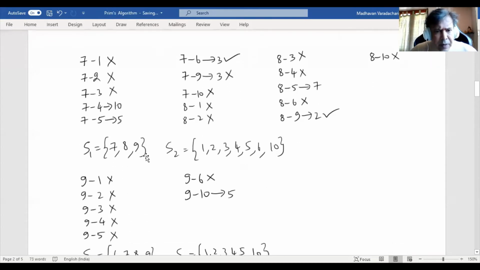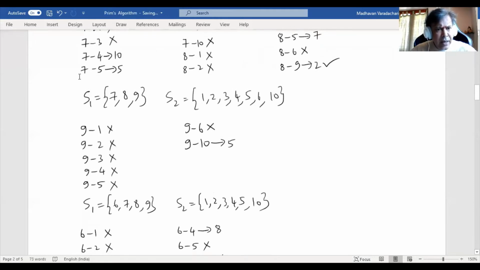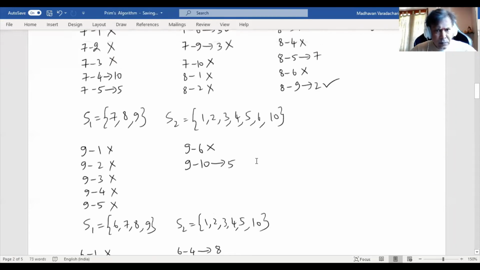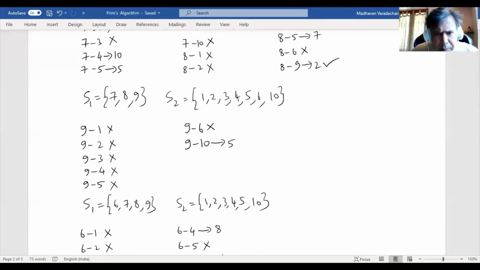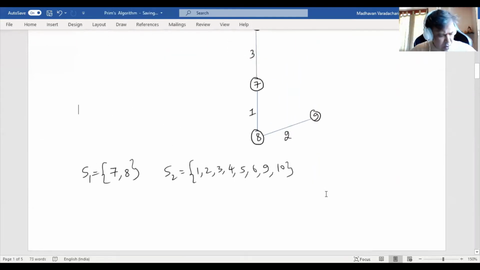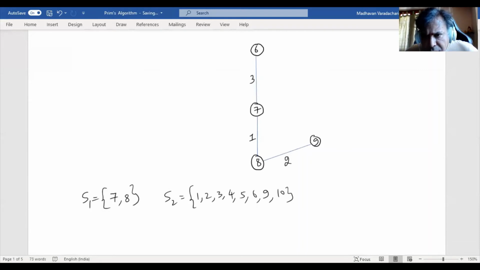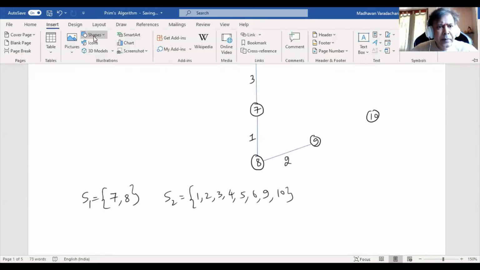5 is occurring here, 7 to 5, and it is also occurring 9 to 10, 5, right? I can choose arbitrarily anyone. Either I can choose 7 to 5 or I can choose 9 to 10. Let me choose 9 to 10, this one. If I choose this, then I will go and draw one more vertex for 10 and then connect this 9 and 10.